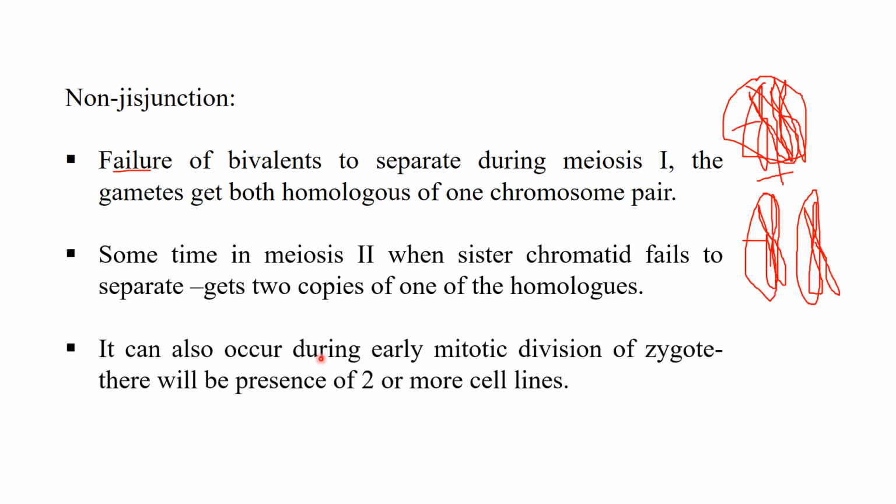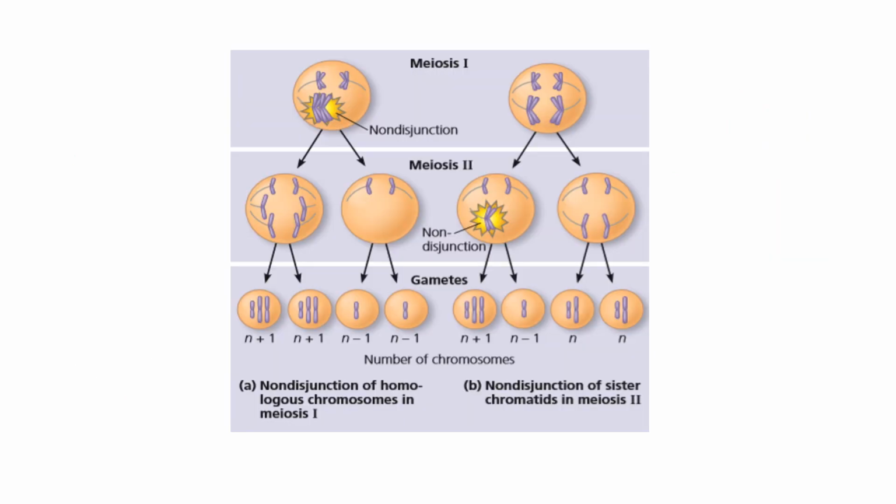It can also occur during early mitotic division of the zygote. There will be presence of two or more cell lines. Non-disjunction also occurs during early mitotic division. So non-disjunction is the important factor of chromosomal aberration.